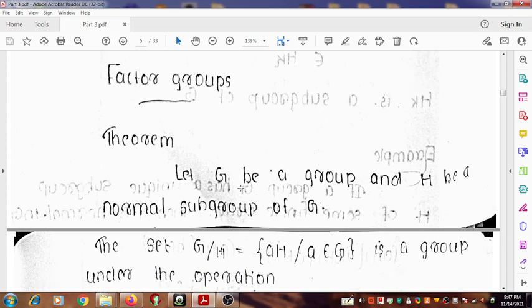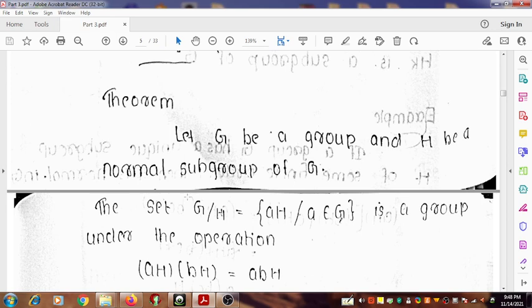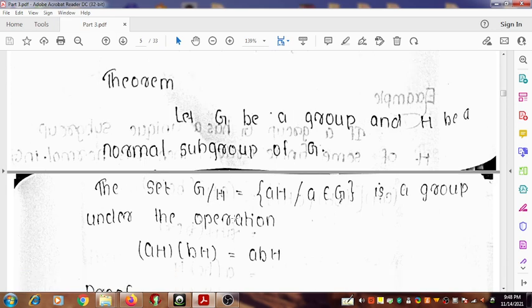The statement of the theorem is: let G be a given group, and H a normal subgroup of G. So we have a given group and a normal subgroup of the given group. H is the normal subgroup of the given group, and we define a non-empty set. We define G bar H. G bar H is the non-empty set.